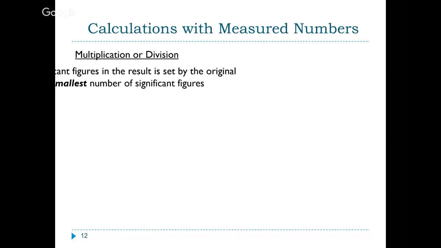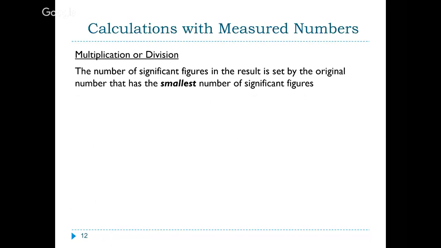Multiplication and division is a little bit different. So now we actually are just going to count all of the numbers that are there, determine which has the smallest number of significant figures. So whether it's in front of the decimal point or after the decimal point, we care about all of them.